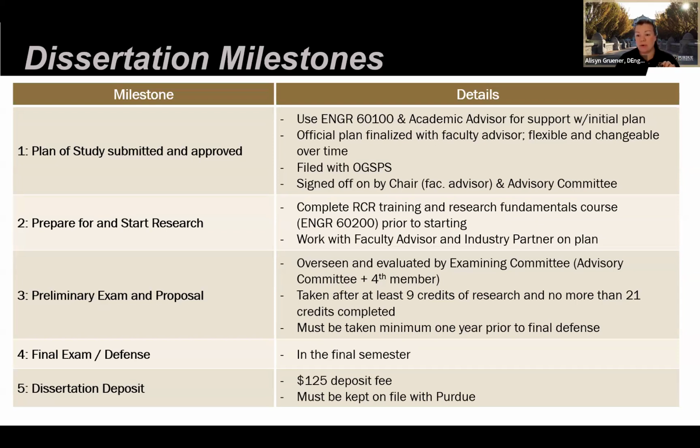The industry partner member I spoke about won't sign off on your plan of study. They are not required to. So you'll just have the Purdue faculty part of your committee working on your plan of study. You'll then start working on your research, moving towards your prelim, eventually your final, and then at the end of your program, you'll deposit your thesis with Purdue. We keep it on file, and you'll graduate. So those are the main milestones that you'll work through.